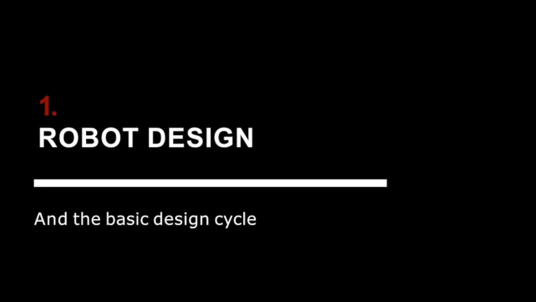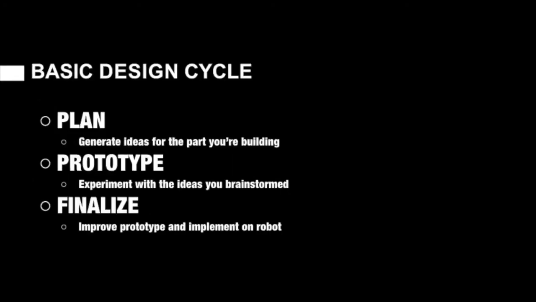First, let's start off with the robot design and the basic design cycle. The 3 steps to the basic design cycle include planning, prototyping, and finalizing your design. When you plan, you generate ideas for a part that you're building. So these are basically the ideas that you want to build. What do you want to do? How do you want to do it? And how are you going to get the job done?